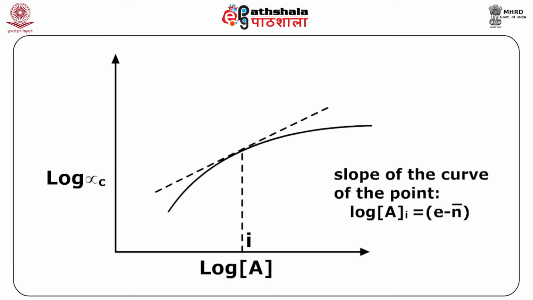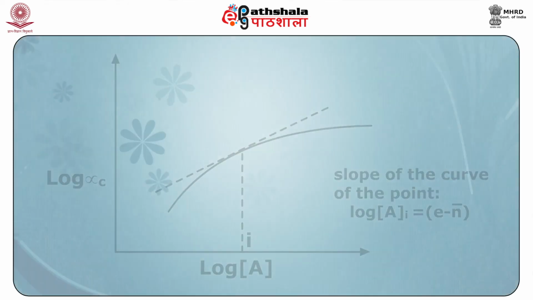If alpha c is known, the value of n bar at various values of A can be obtained by the slope of the curve of log alpha c versus log A, but the result obtained may not be of high precision on account of the difficulty of graphic differentiation.